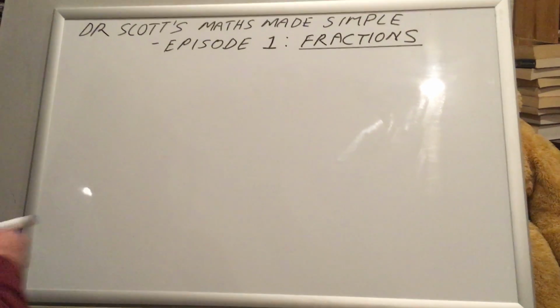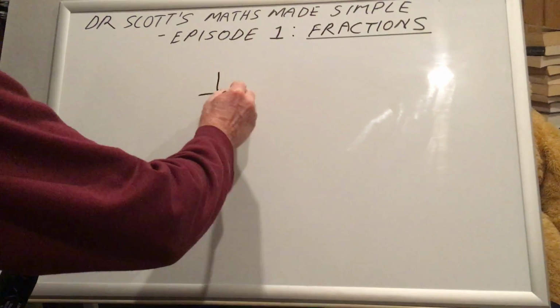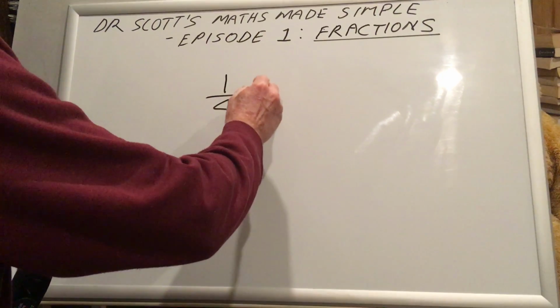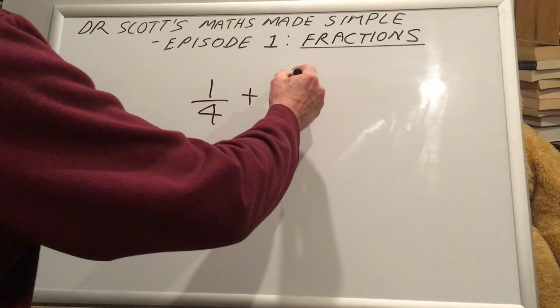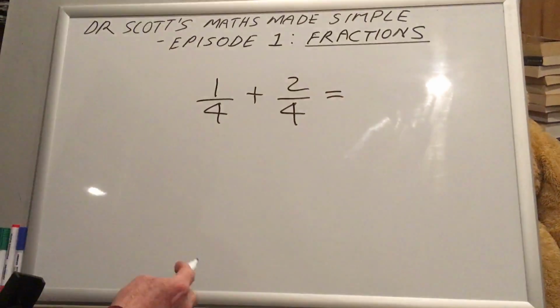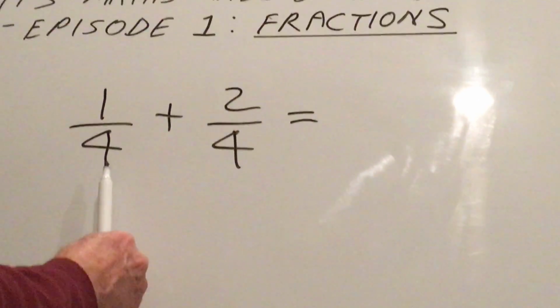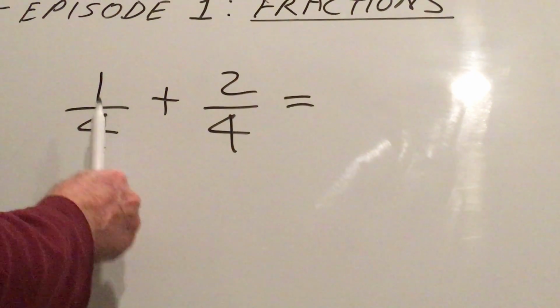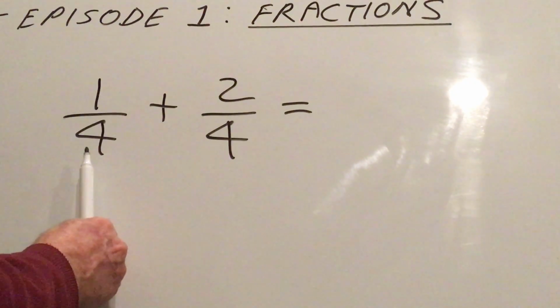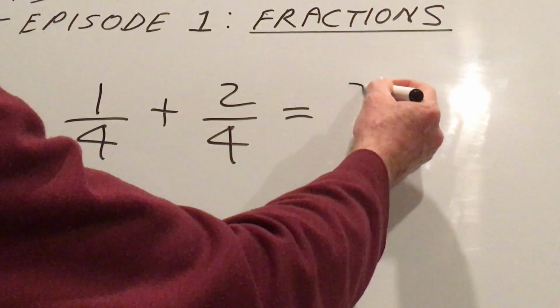Okay, let's start. Let's say 1/4 plus 2/4. What does that equal? Now, it only has 4s on the bottom, or the denominator. So it's all in quarters or fourths. So 1/4 plus 2/4 equals 3/4.